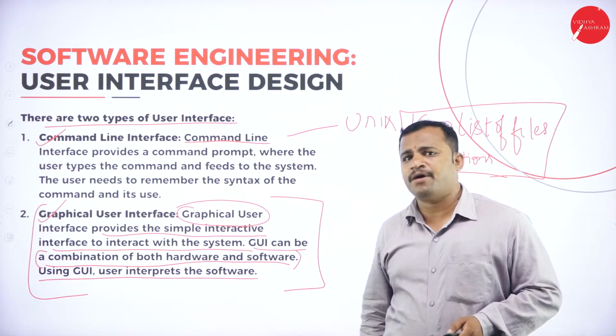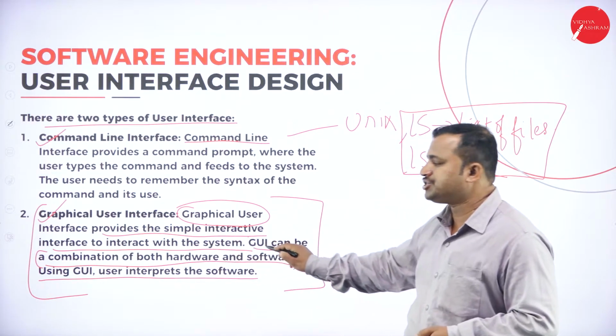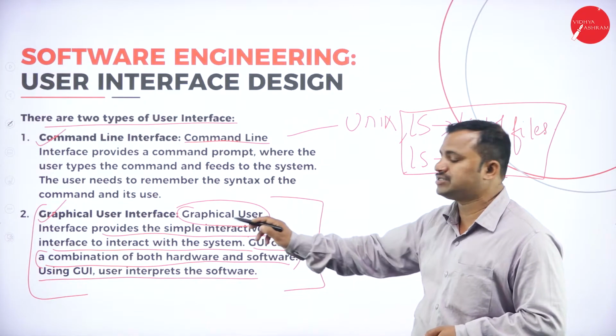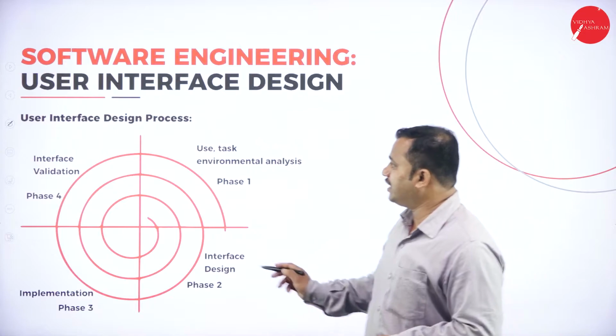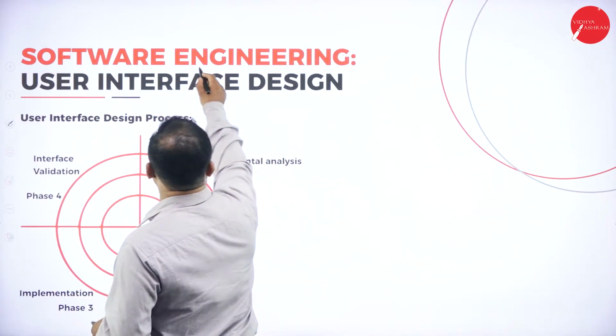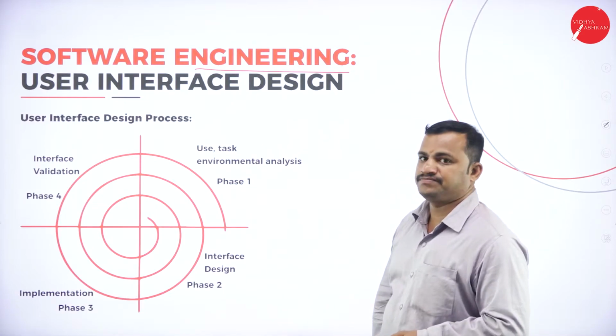That is one of the important application that I can consider here to explain about a combination of hardware and software devices used with the GUI, that is graphical user interface. If that is the case, we have software engineering user interface design with the help of this spiral.